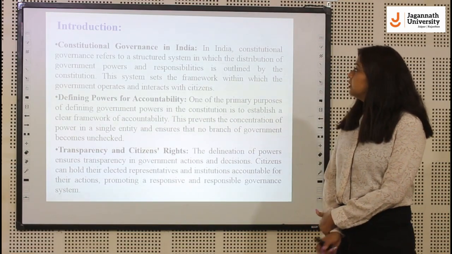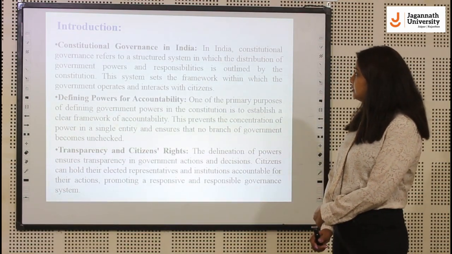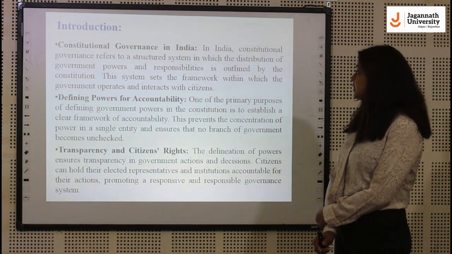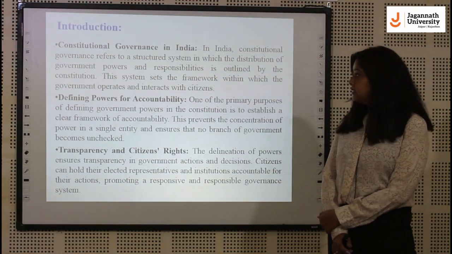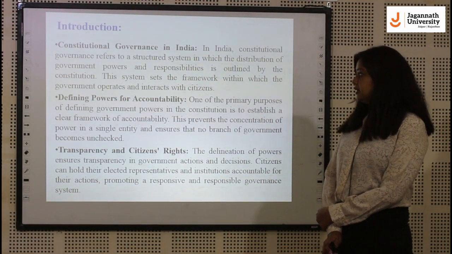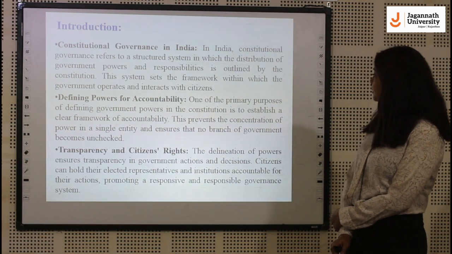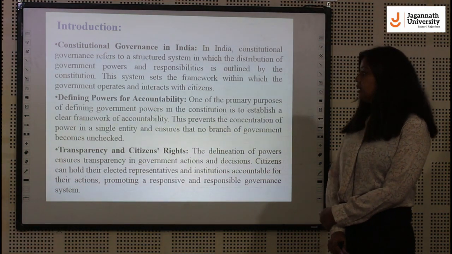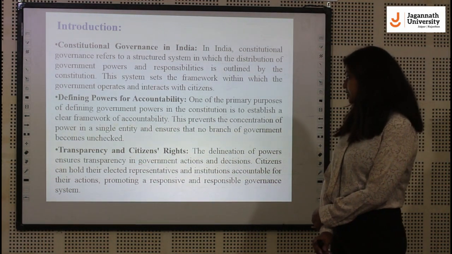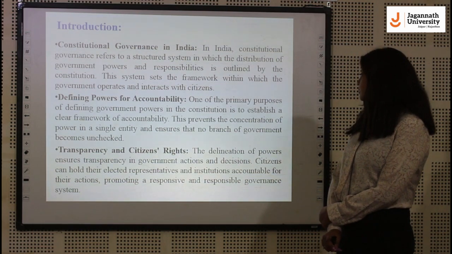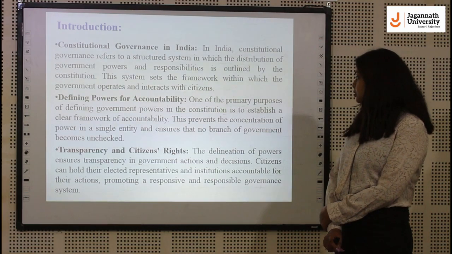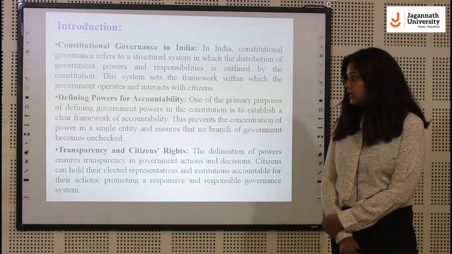In India, constitutional governance refers to a structural system in which the distribution of government powers and responsibilities is outlined by the Constitution. This system sets the framework within which the government operates and interacts with citizens, defining power for accountability. One of the primary purposes of defining government powers in the Constitution is to establish a clear framework of accountability. This prevents the concentration of power in a single entity and ensures that no branch of government becomes unchecked.